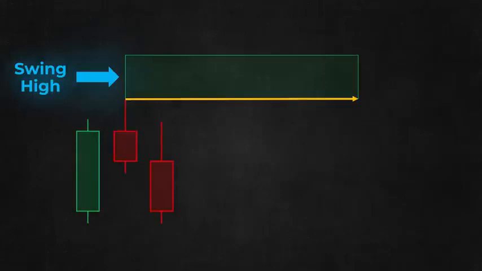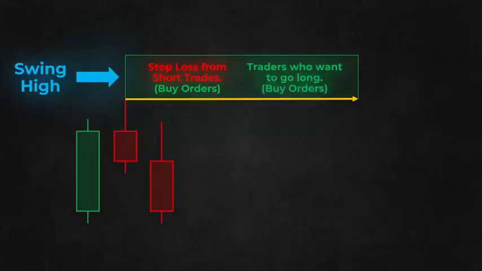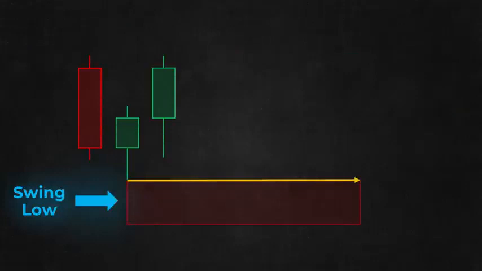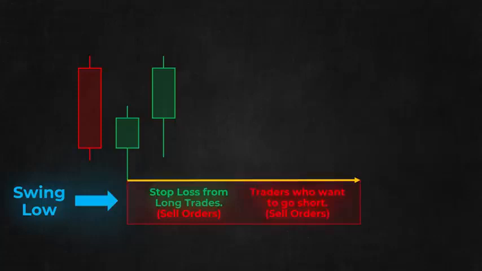Just above a swing high, there are a lot of stop orders from short trades, which are buy stop orders, and there are also a lot of buy stop orders from traders who want to go long if price surpasses the swing high. In ICT terms, this level represents buy side liquidity. Just below a swing low, there are a lot of stop loss orders from long trades, which are sell stop orders, and there are also a lot of sell stop orders from traders who want to go short if price surpasses the swing low. In ICT terms, this level represents sell side liquidity.